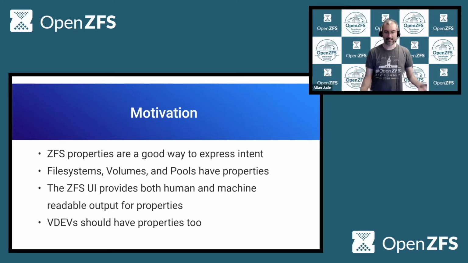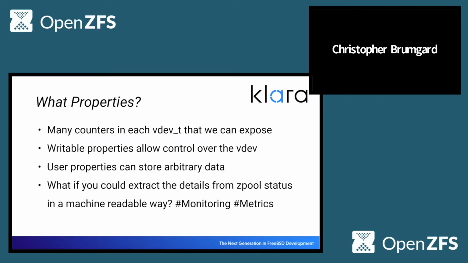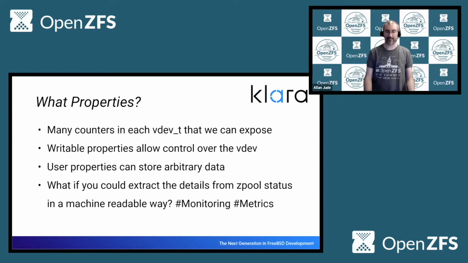And so after playing with that for a while, I decided that VDEVs should have properties in that same vein, so that you can control them and also get information out of them in both human and machine readable ways. So to start, I was like, well, what properties could we have on a VDEV? The first, when I started looking, was that in the struct VDEV that each VDEV has, there's a whole slew of counters that provide a lot of really interesting data about how many reads and writes and frees and other operations have been done on that VDEV.